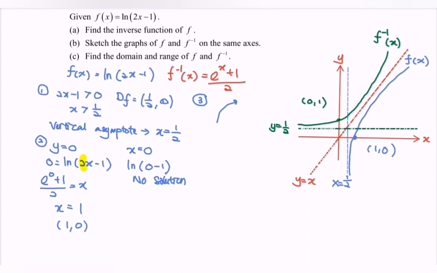So kindly focus on the domain for f and the range for f also. So it refers to the blue color graph. The domain would be 1 over 2 until infinity. And for the range, kindly refer to the values of y for the blue color graph. The answer is negative infinity until infinity. So for this case, the domain for f actually is equal to the range for f inverse. And the range for f actually is the domain for f inverse.